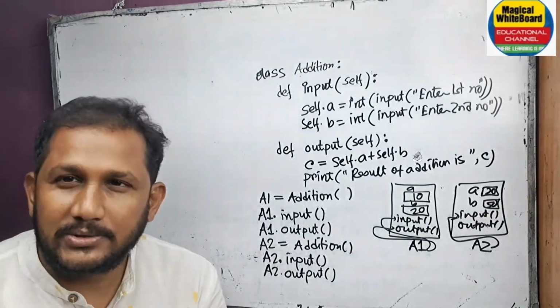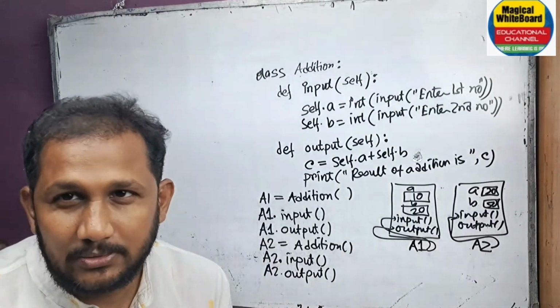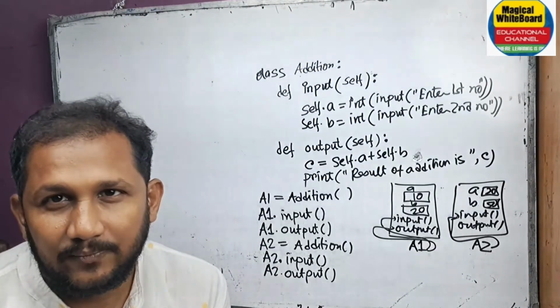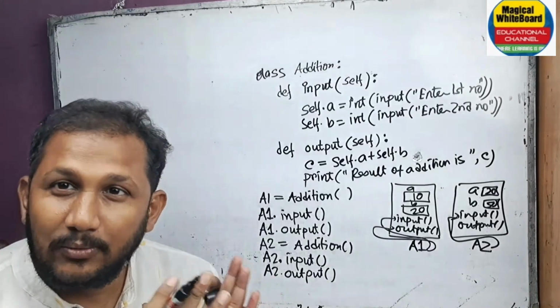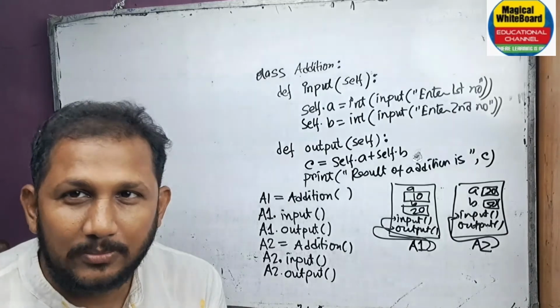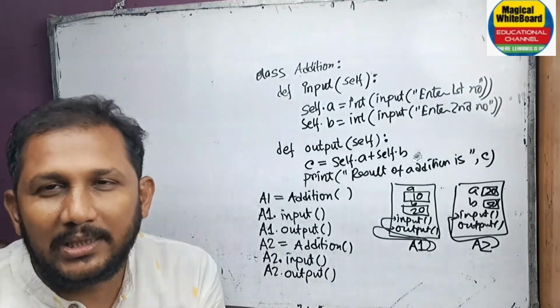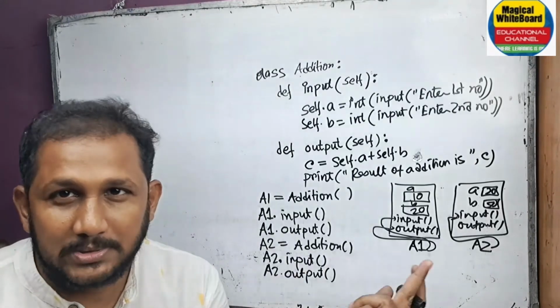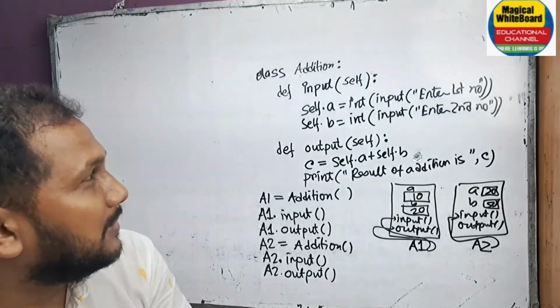So we can create as many objects as we want. The class is created once, and we can create objects many times. Class is the structure, and object is the variable. So we can create any number of objects, and we can access the features of the objects. So this is the concept of class and object in Python programming.